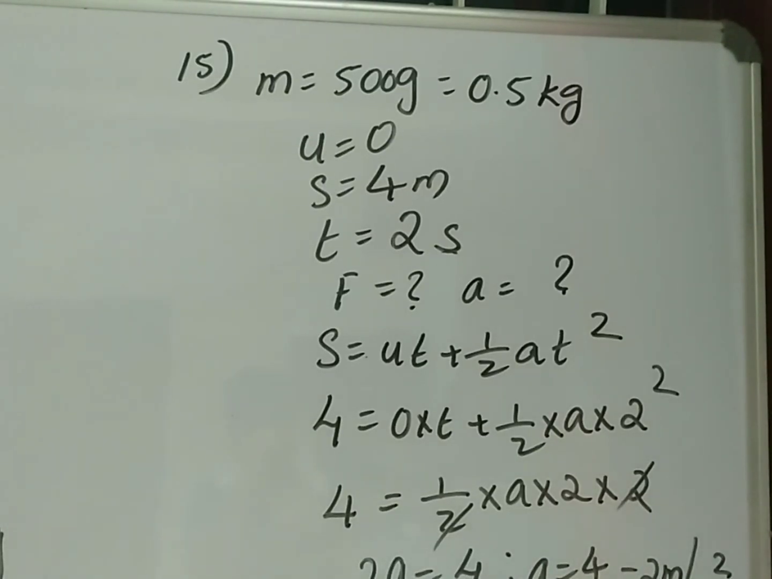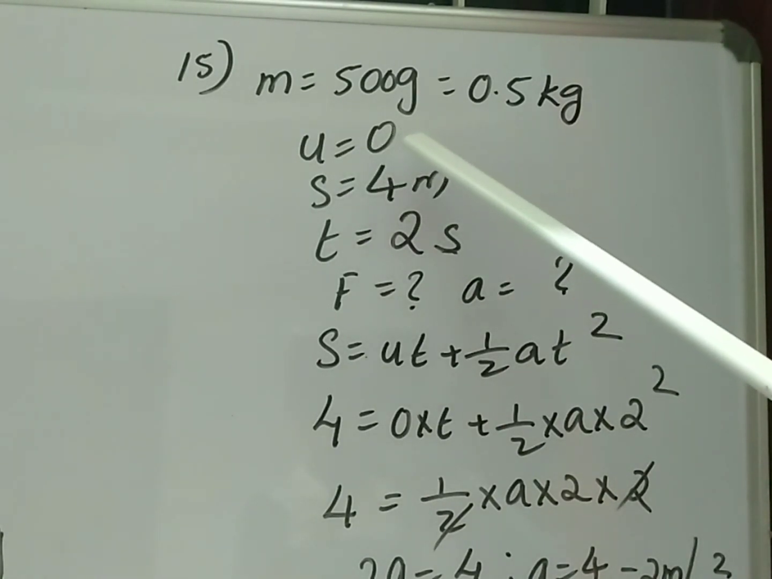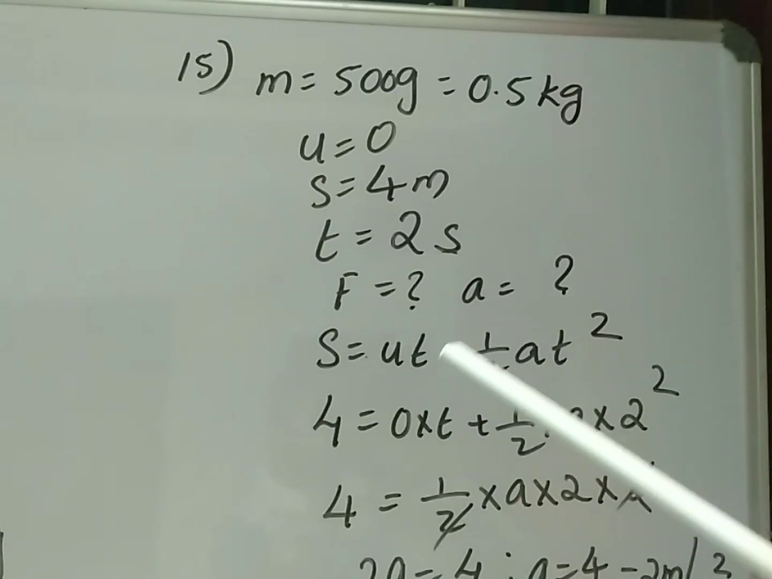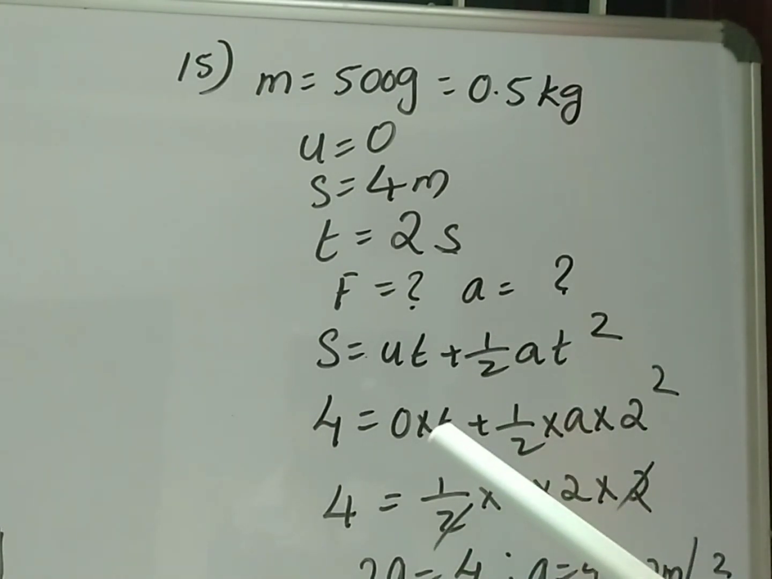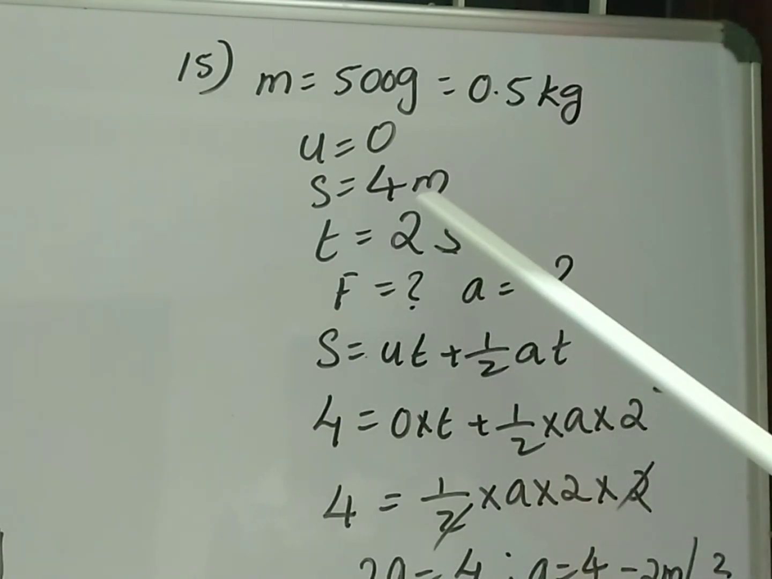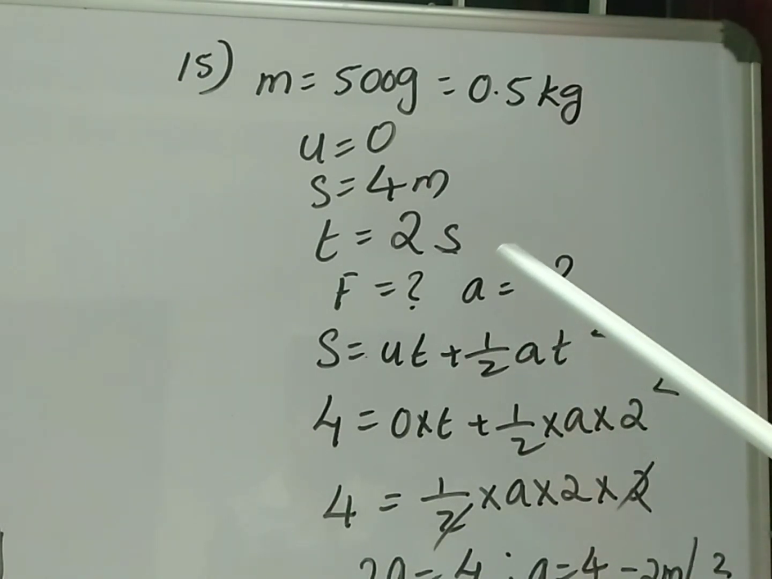Our last question from this chapter 3 is question number 15. The mass of a body is 500 gram, converting to kilogram, 0.5 kg, initially at rest. So initial velocity u is equal to 0, and it is acted upon by a force. Somebody pushes it, or a particular force is applied, which causes it to move a distance of 4 meter. You are simply sitting, somebody pushes you from behind. So what will happen? You will move.